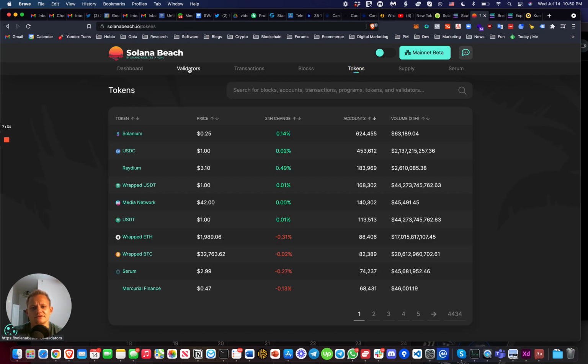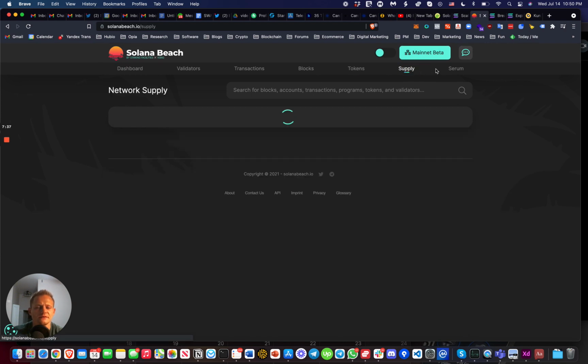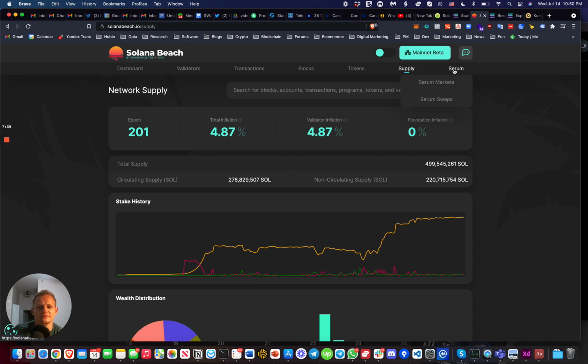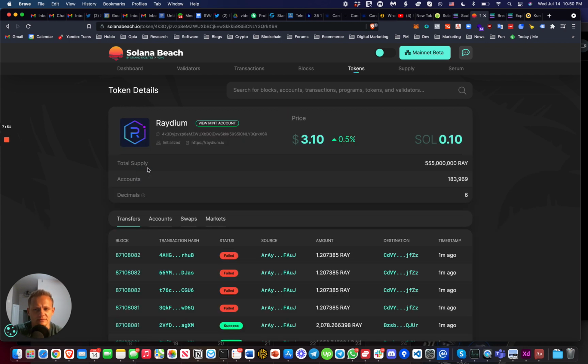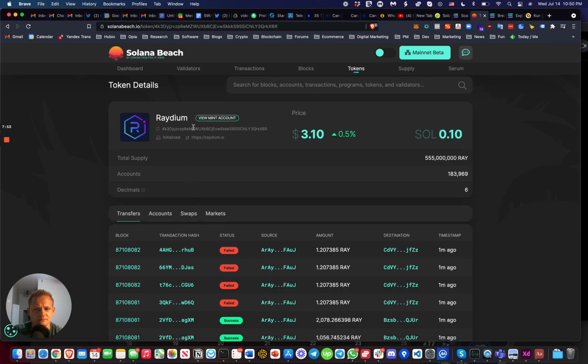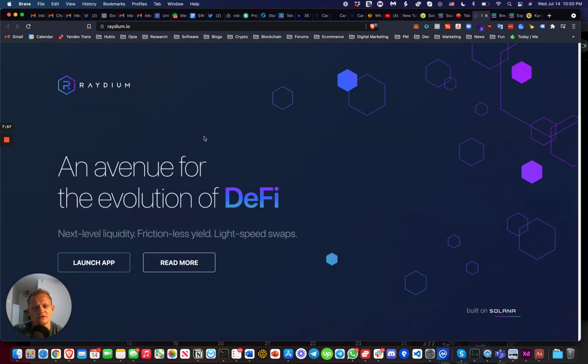I do want to see what tokens they have on Solana Beach. They have token supply and Serum. So Serum is actually, they have tokens on ERC20. I have bought Serum before, but I do want to see. So I've seen Radium before. What is Radium? I think it might be something related to architecture.